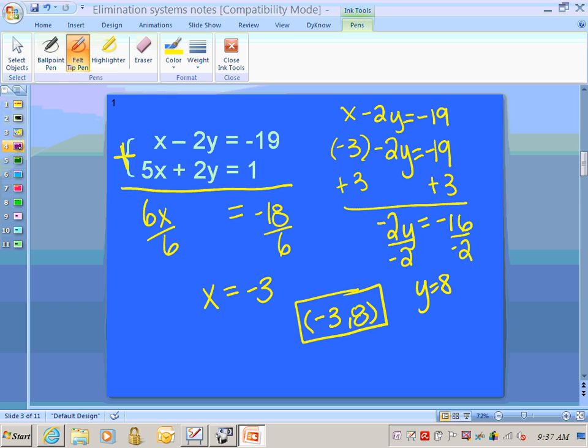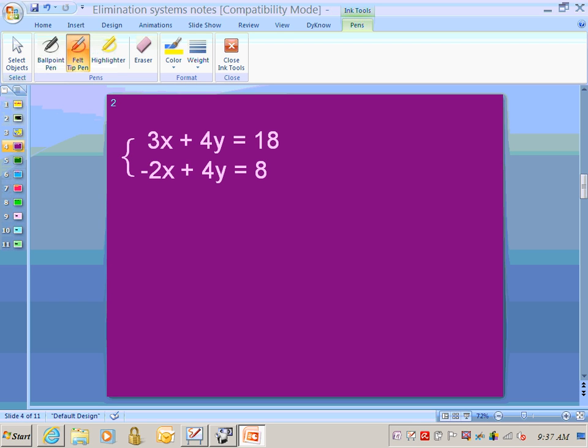Okay, go to number 2. Okay, if I put my big plus sign and I go to add these things, 3 minus 2 is 1x. 4 plus 4 is 8y. Did I eliminate anything? No. So really, this is not going to work. You see what I'm talking about? Nothing was eliminated. So what we want to do is we've got to change one of these.